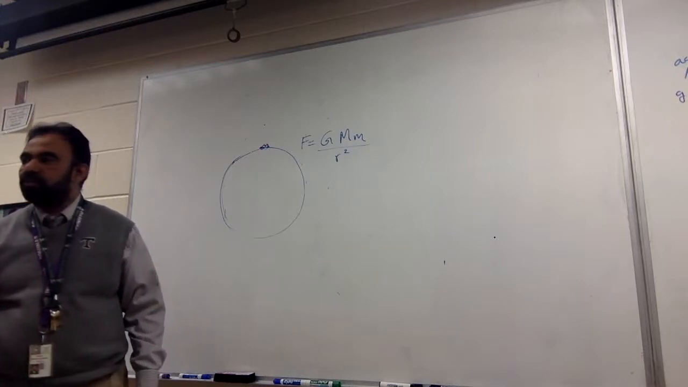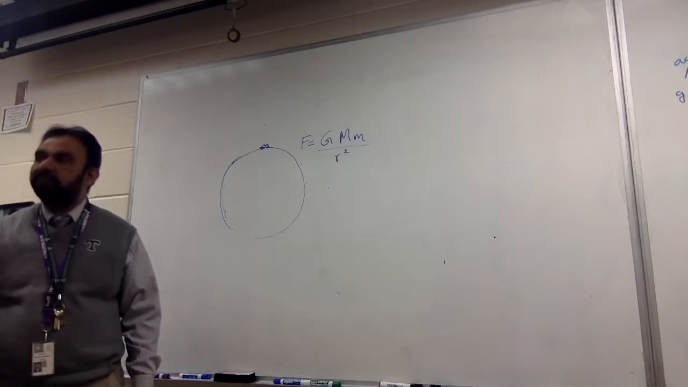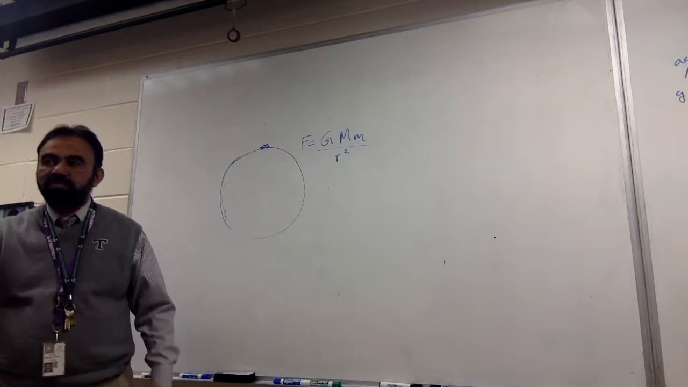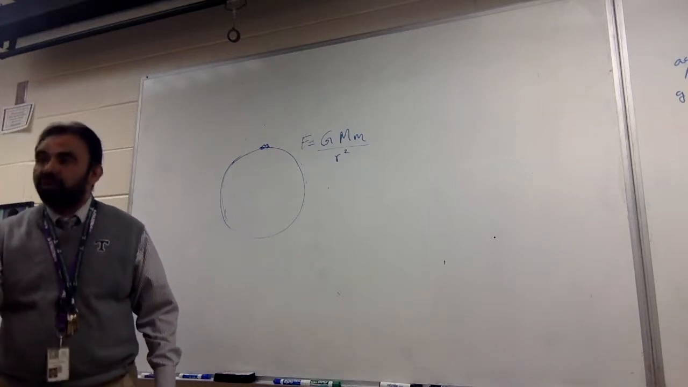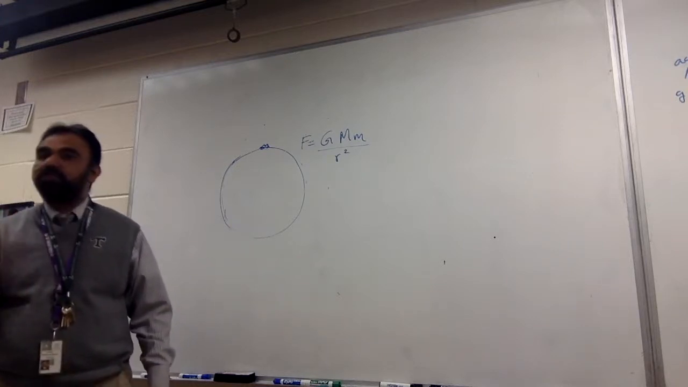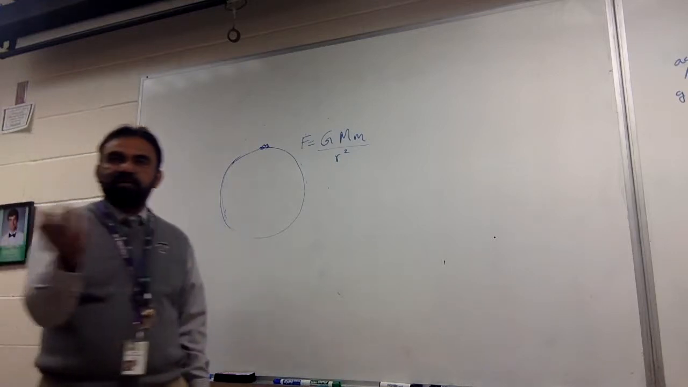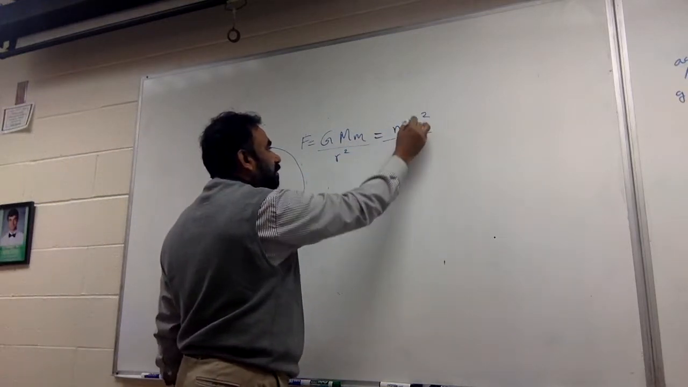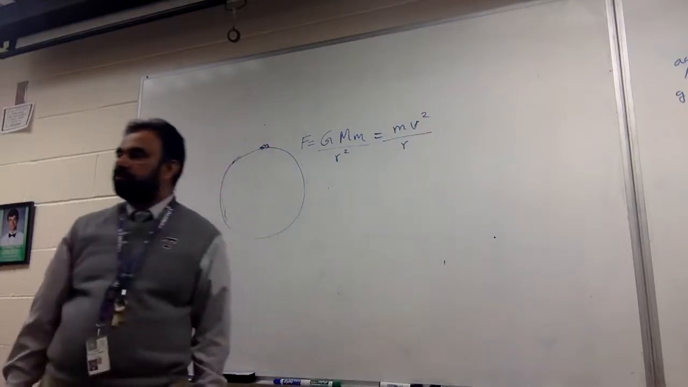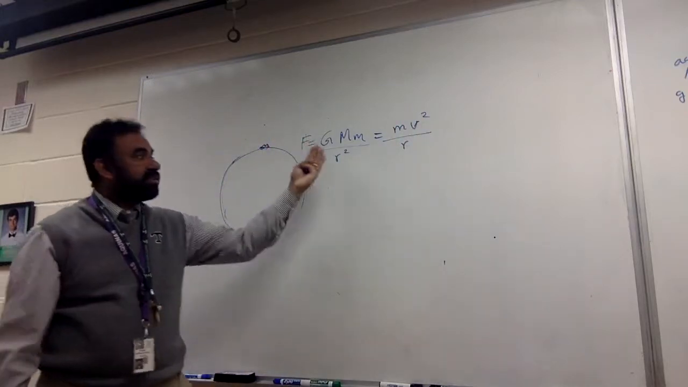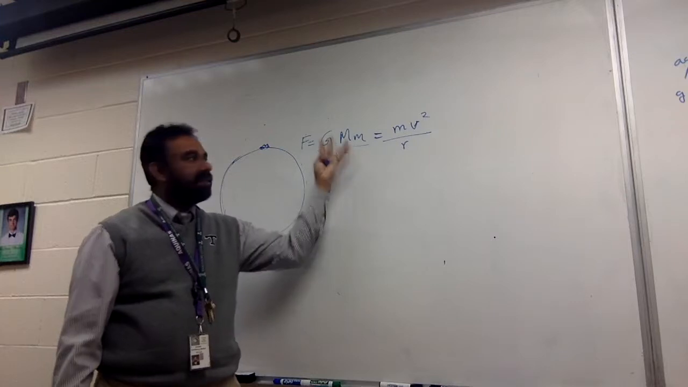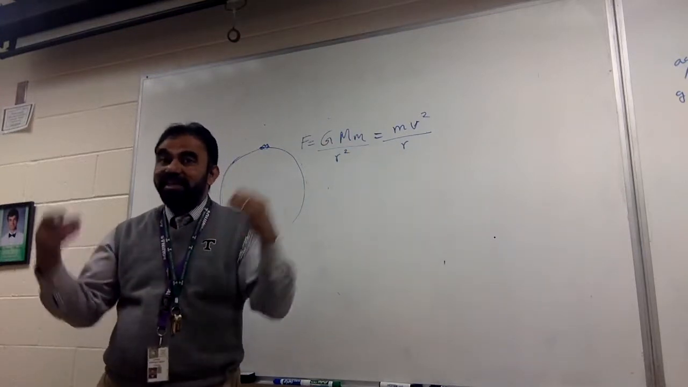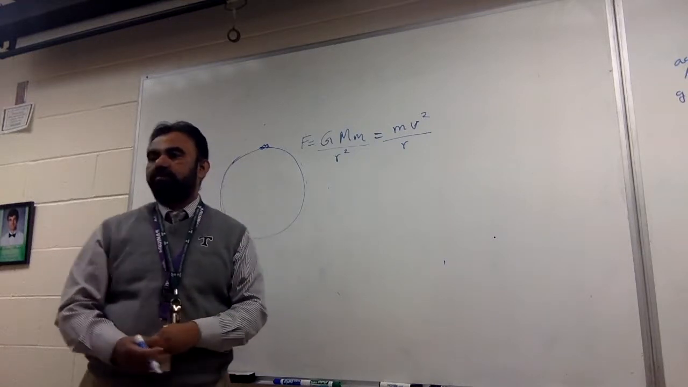What is the force needed to make something go in a circular path? F equals GM... That's a force, but what is the centripetal force, which is the net force? What's the equation for it? No. mv squared over r. Now compare these two equations. This is the gravitational force on the satellite, and this is the centripetal force. So we know that the gravitational force is the centripetal force.